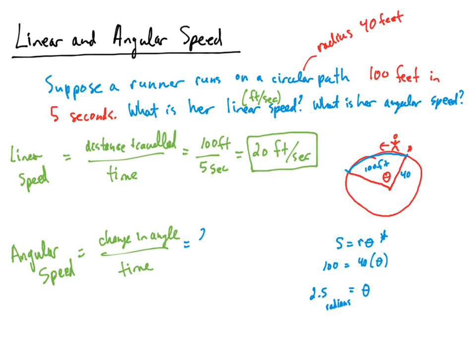So what we're going to say is 2.5 radians per unit time that has passed, which is 5 seconds. 2.5 divided by 5 is 0.5. So 0.5 radians per second. That is her angular speed. It's the change in angle per second. So she's gone half a radian per second.